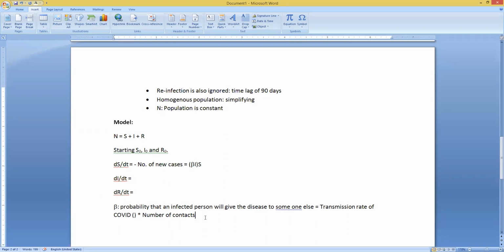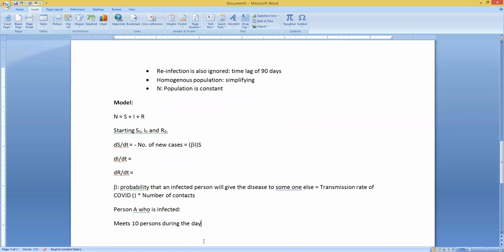So let us suppose that we have a person A who is infected, right? He meets 10 persons during the day, right? So if he meets 10 persons, will he infect all the 10 persons? No. How many will he infect? There's a probability that he's going to infect a particular person whom he meets. This probability is the transmission rate of COVID.